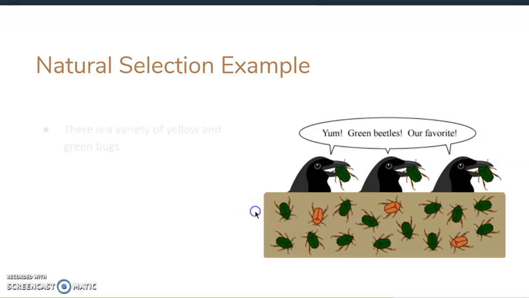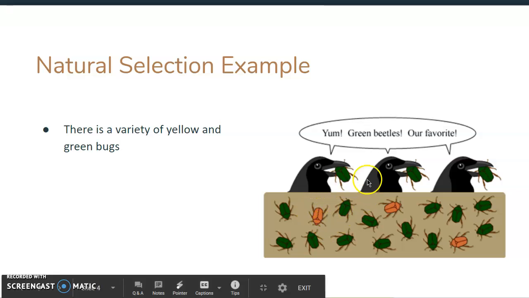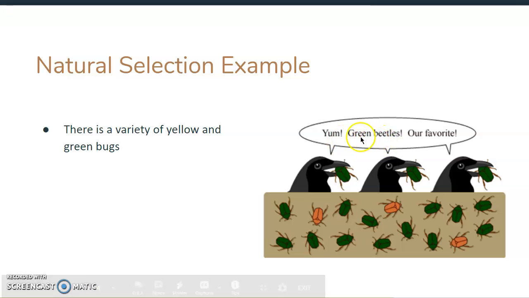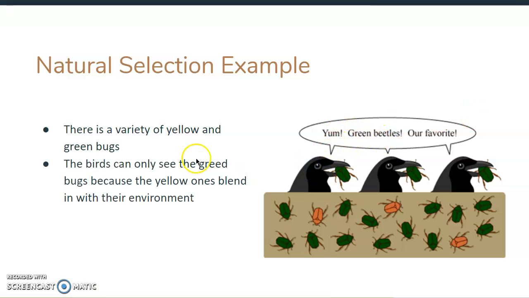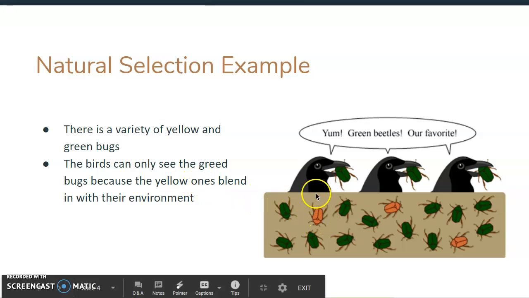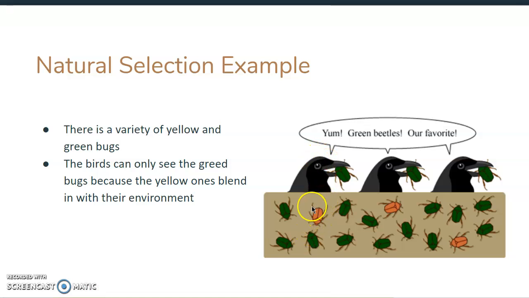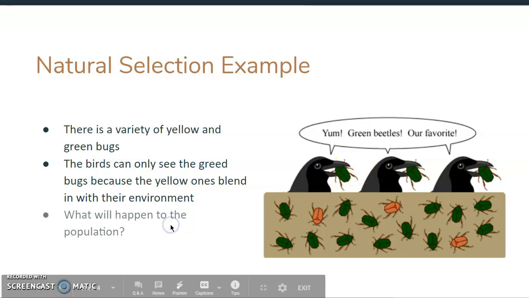Let's look at another example. So we have some bugs and birds. So there are a variety of yellow and green bugs. We can even see these birds saying that they love these green beetles. They're so happy. So the birds can only see green bugs, because the yellow ones blend in with the environment. For whatever reason, the bird's eyes cannot see this difference in the yellow bug and this background. So they only are eating these green bugs.